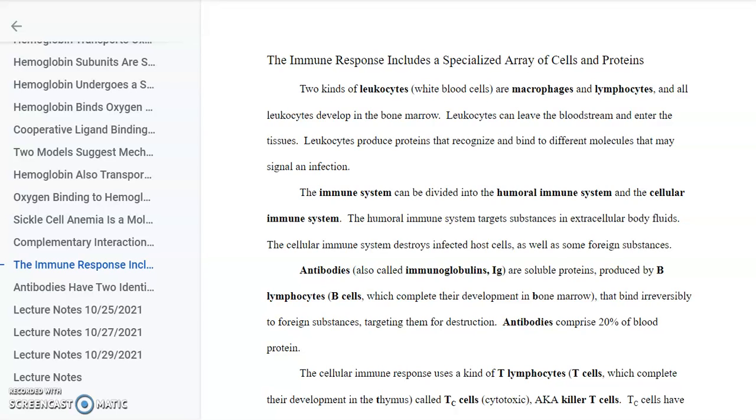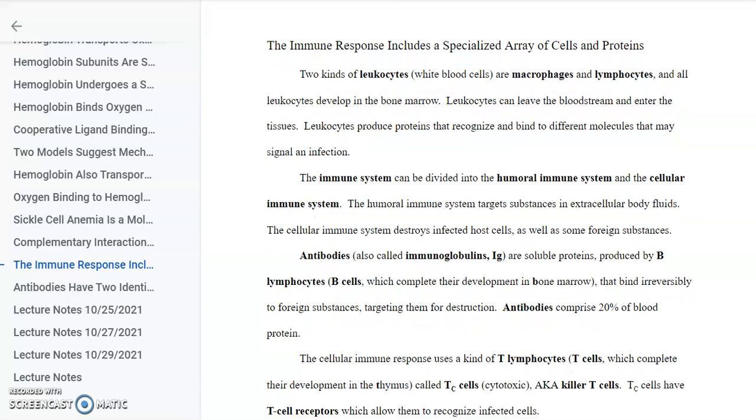Two kinds of leukocytes, white blood cells, are macrophages and lymphocytes, and all leukocytes develop in the bone marrow. Leukocytes can leave the bloodstream and enter the tissues. Leukocytes produce proteins that recognize and bind to different molecules that may signal an infection.